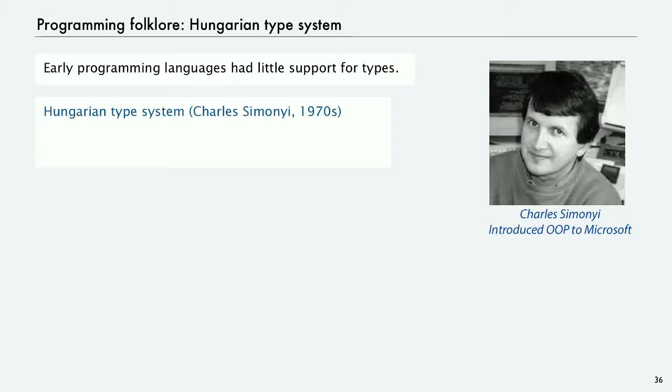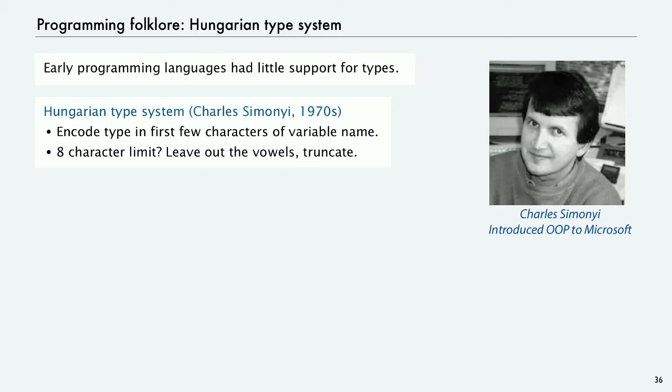Charles Simonyi, who was a programmer in the 1970s at Xerox PARC, had the idea of making a program easier to understand by encoding the type in the variable name itself. We don't even do that in modern languages. There were some old languages that did that. The Fortran language, if a variable was I, J, or K, it was an integer. Otherwise, it was a floating point value.